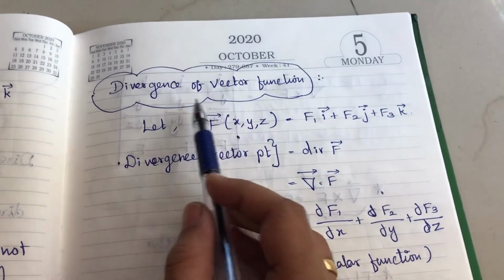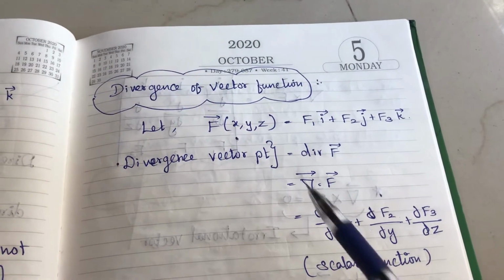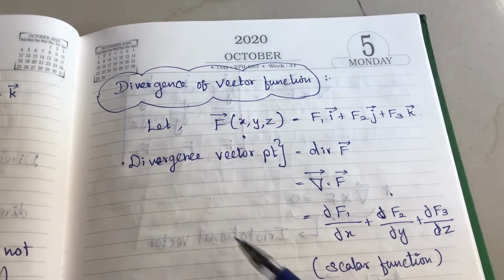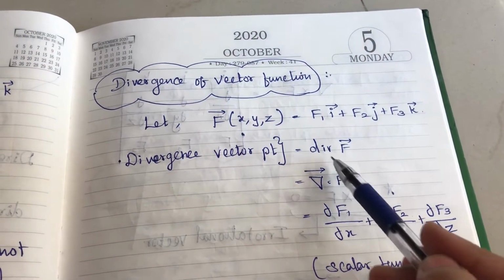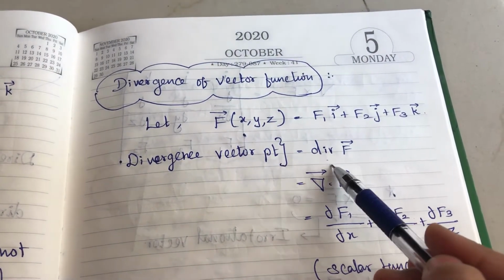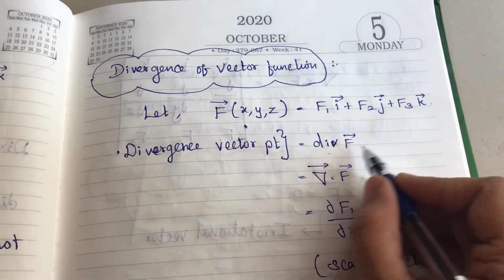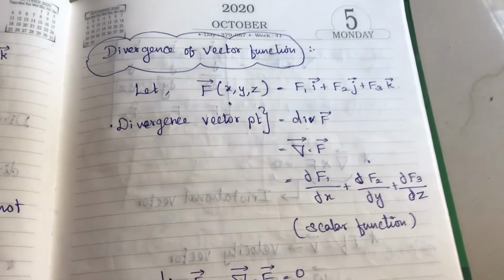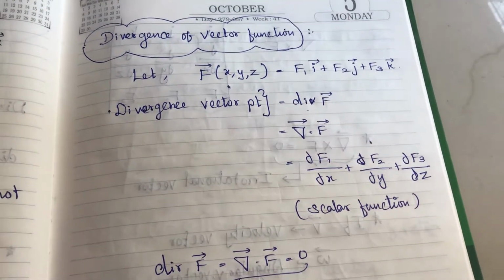Next comes divergence of a vector function. Divergence means dot. So divergence of f vector is nothing but del vector dot f vector.